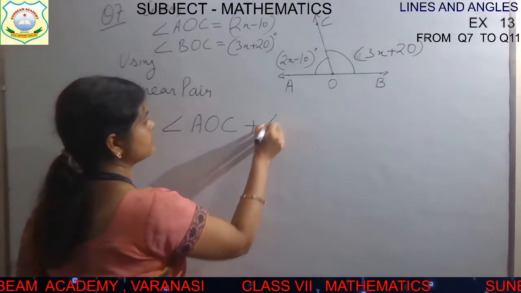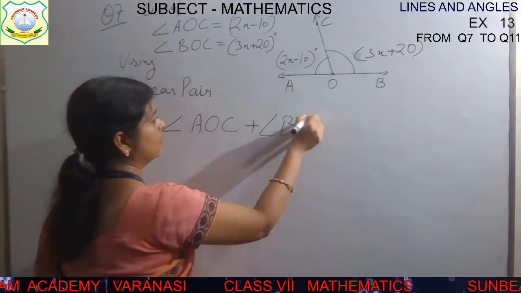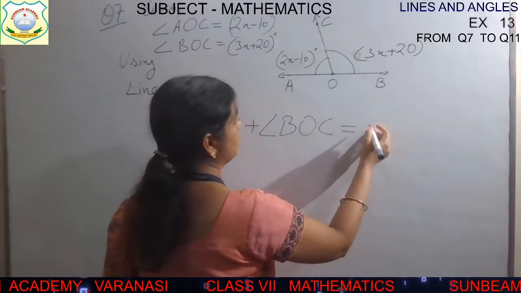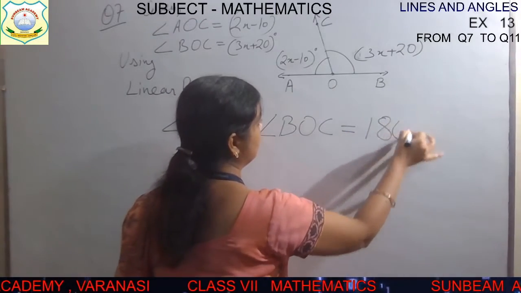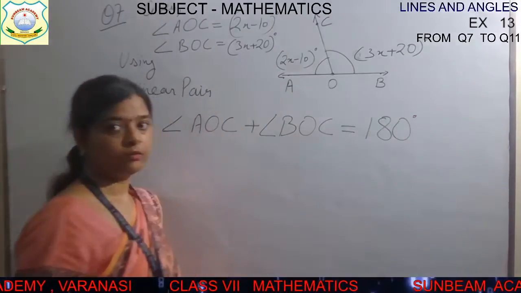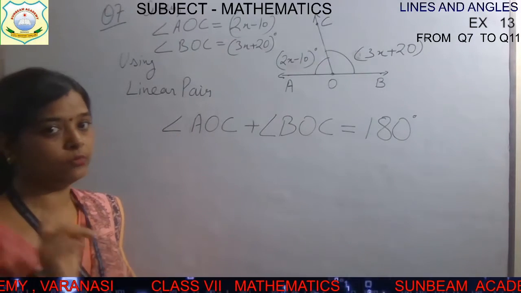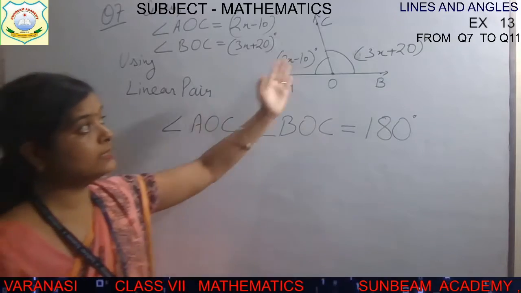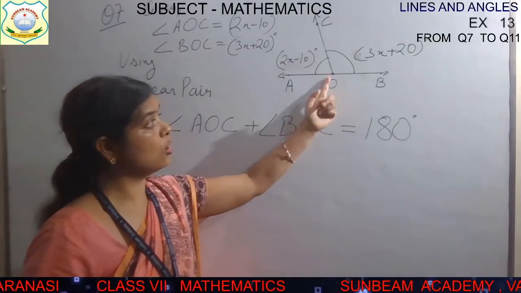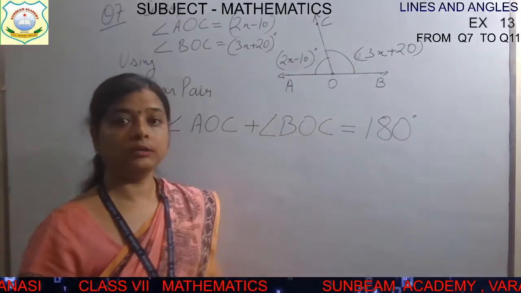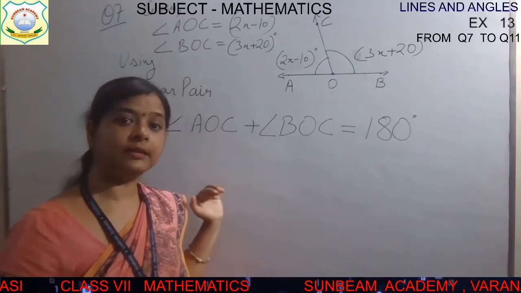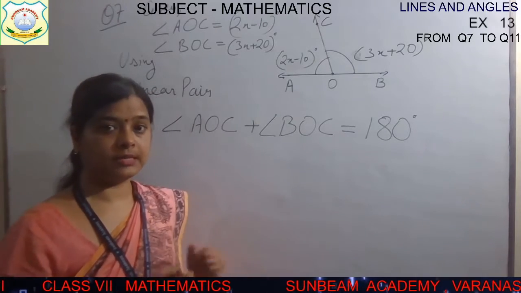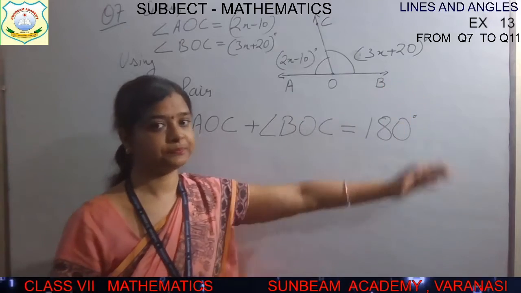AOC plus angle BOC will be equal to 180 degree. It will be 180 degree if these are linear pair angles. Linear pair angles mean adjacent angles whose non-common arms are opposite rays. They make a straight line.